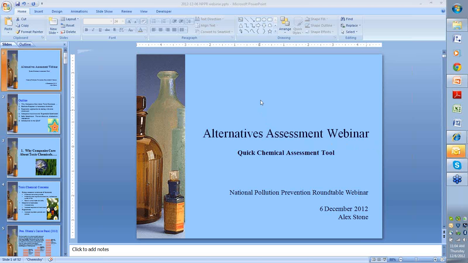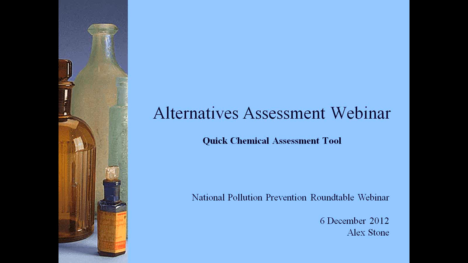He works on a number of green chemistry related projects, including Washington's Chemical Action Plan, an alternative assessment guidance document that he developed. He helps conduct safer chemical alternative assessments, and he serves as an advisor to Ecology on management of chemical policy and other chemistry-related issues. Now let's begin the webinar with Alex Stone on the Quick Chemical Assessment Tool, also known as QCAT. Alex?